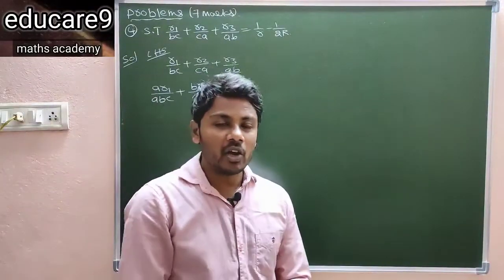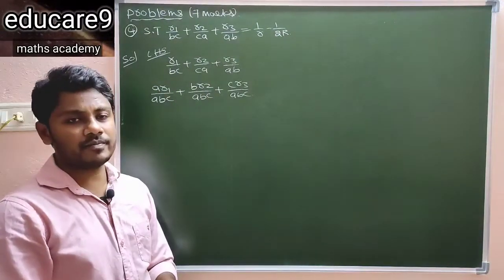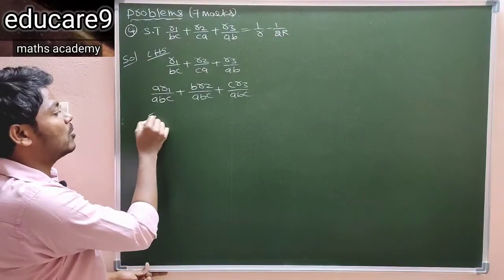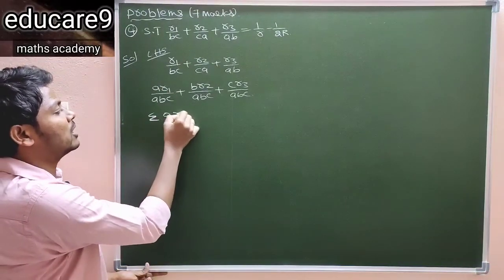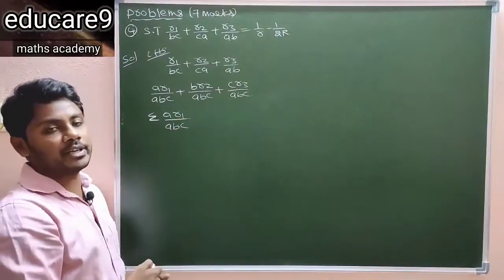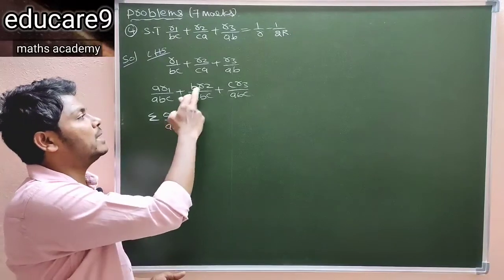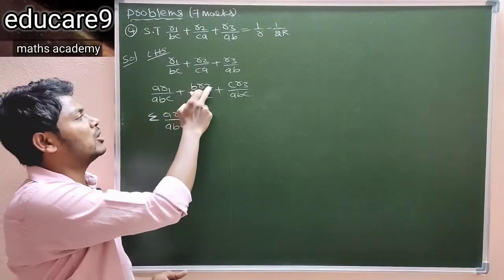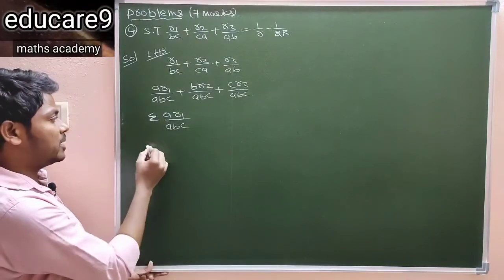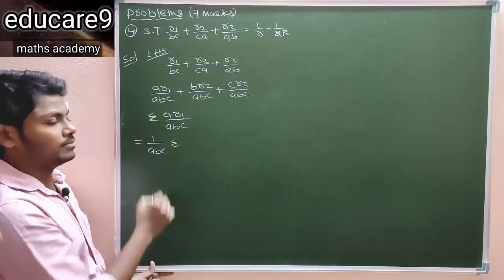Now clearly these are the sum of the terms. So this can be written as sigma of the first term, that is AR1 by ABC. Sigma means sum of the terms. So here after A, B, after B, C, after R1, R2, after R2, R3. Now see here, this can be written as 1 by ABC into sigma.